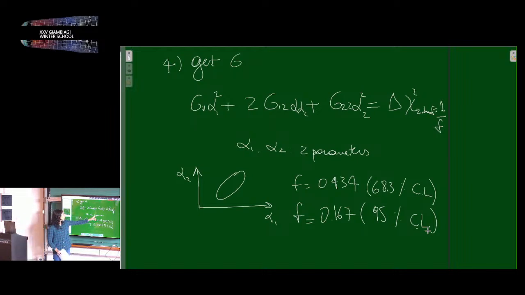Great. So this corresponds to 68.3% confidence level for a delta chi-square, for a chi-square distribution with 2 degrees of freedom. So if you have a chi-square distribution for 2 degrees of freedom, you integrate until you have 68% of the area. That's the number that you get.